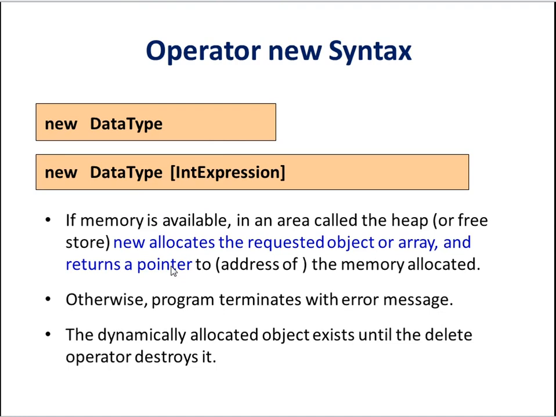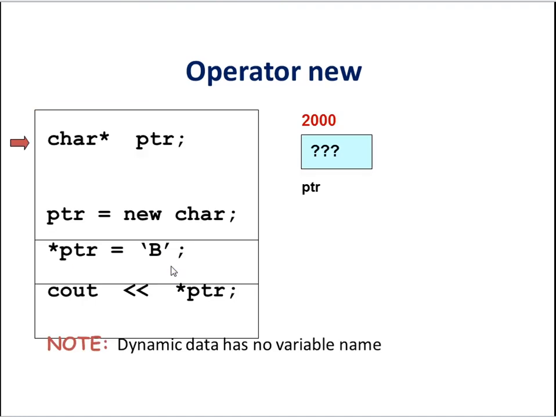The dynamically allocated object exists until the delete operator destroys it. Whatever memory is allocated through the new operator, we are going to use the delete operator to delete that memory, or we can say it is the opposite operation, using delete. This is the graphical representation of how we use new to allocate the memory.